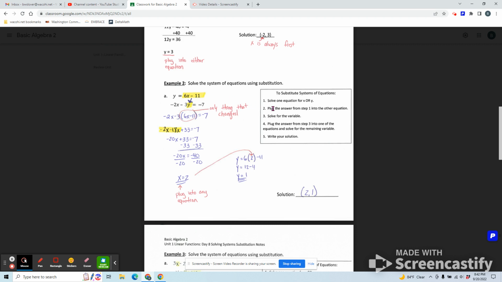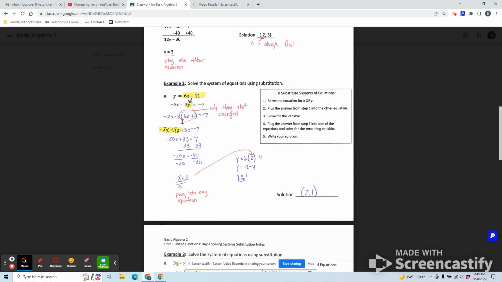Once that's done, you're going to plug the answer from step 1 into the other equation. So I'm taking this 6x minus 11 and I'm plugging it into the other equation. And then I'm solving for that variable. So we're back to what you did in like freshman year, multi-step equations. So I'm distributing a negative 3. Right? That says negative 3.